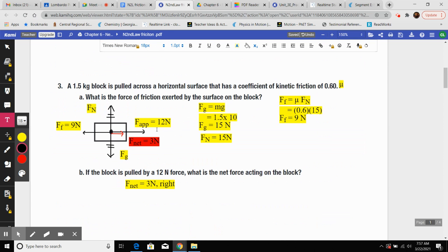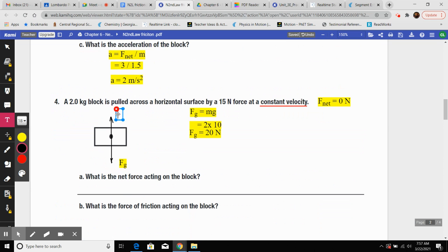So with that, we have F sub G. F sub N. What else is true about this? Well, these things are equal. Again. They also tell us that we're getting pulled to the right with a force of 15 newtons. All right, we have an applied force of 15 newtons to the right.